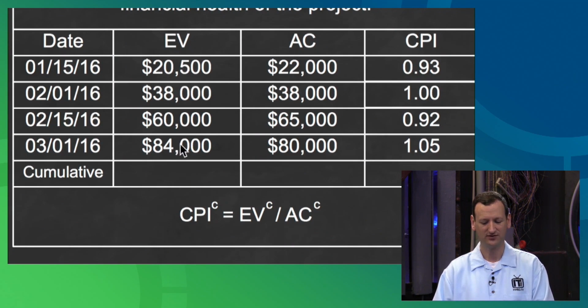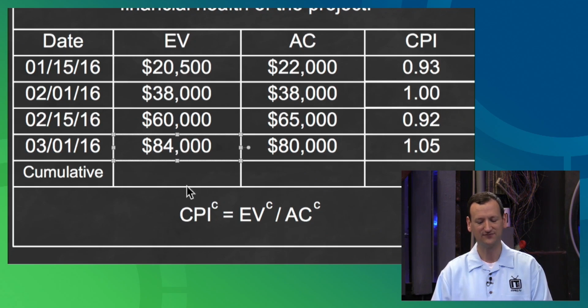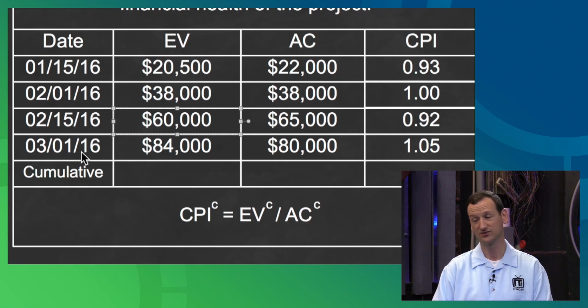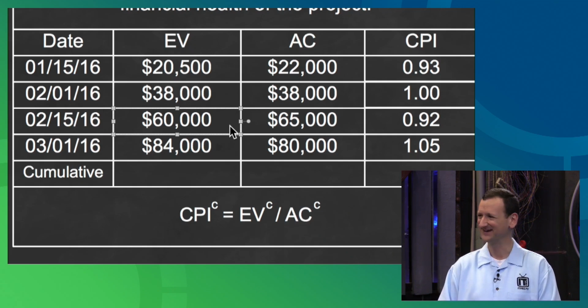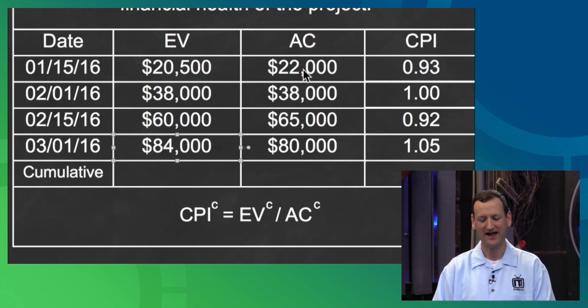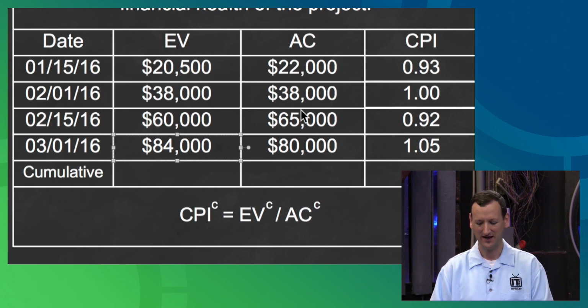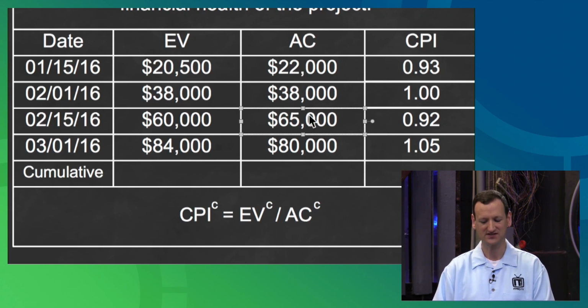Notice my earned value numbers here, 20,500, then 38,000, then 60,000, then 84,000. See how it's getting bigger each time? That's because more and more work is getting done. These are actually already cumulative, right? This 84,000 here is actually everything before it plus what happened between February 16th and February 28th, or 29th if it's a leap year, right? So gotta factor that one in. So it's kind of already cumulative, and that's okay as long as my actual cost is that way also, right? And it is, see, 22,000, 38,000, 65,000.